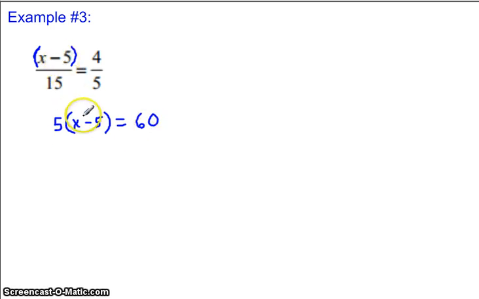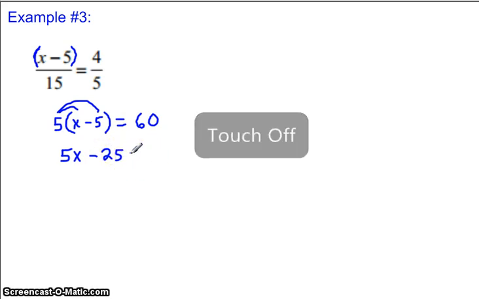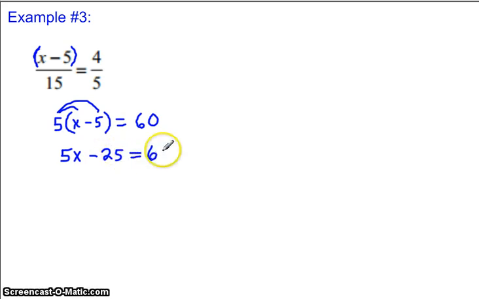So this is why I don't want to forget to have those parentheses, because I got to distribute here. The most common mistake is people just multiply the 5 times the x. They forget to multiply it by the negative 5 too. So we're going to distribute. 5 times x is 5x. 5 times negative 5 is negative 25. So it's 5x minus 25 is equal to 60.